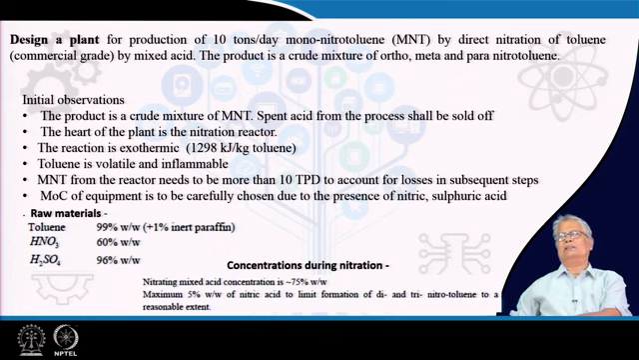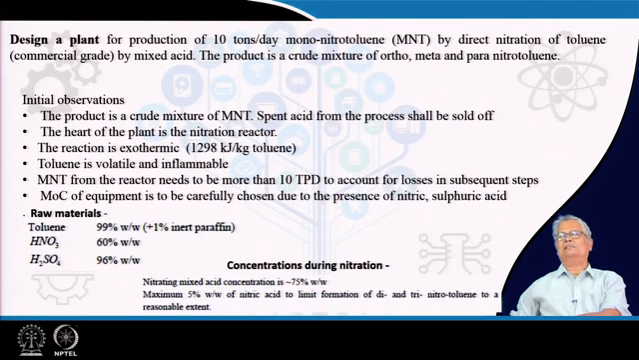The heart of the plant is definitely the nitration reactor. It's very important because of a few things. The first thing is the reaction is exothermic. The heat of reaction is pretty high, 1298 kilojoule per kg of toluene. Toluene is a hydrocarbon which is highly volatile and inflammable. It is basically as dangerous as a sample of petrol or gasoline, whatever you may call it.